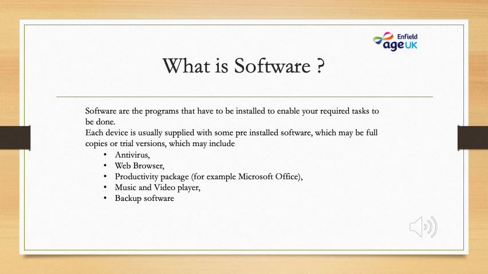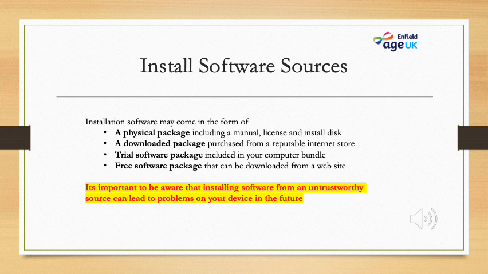Software are the programs that have to be installed to enable your required tasks to be done. Each device is usually supplied with some pre-installed software, which may be full copies or trial versions, and which may include antivirus, web browser, Microsoft Office, music and video player, backup software.